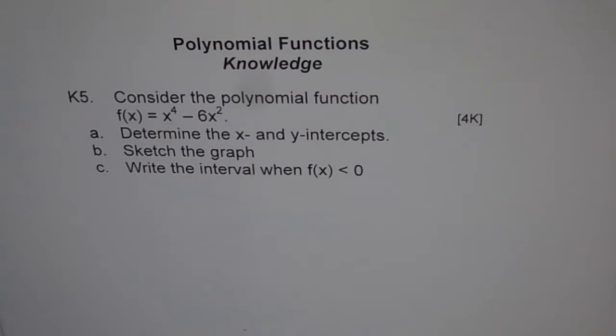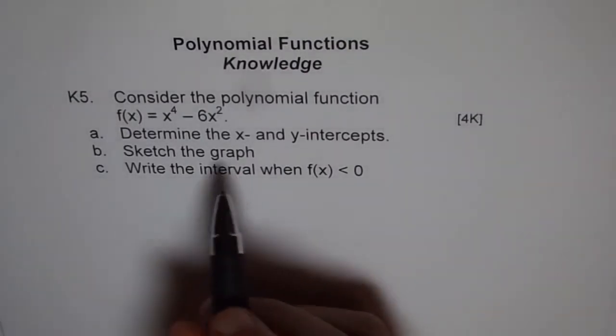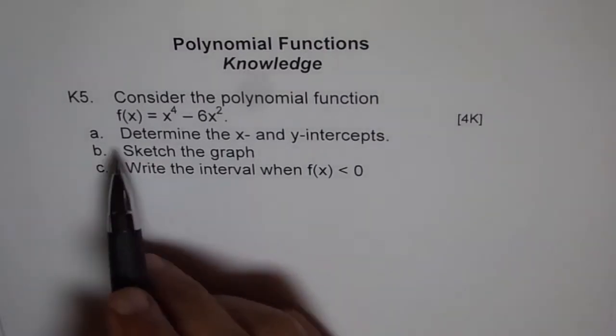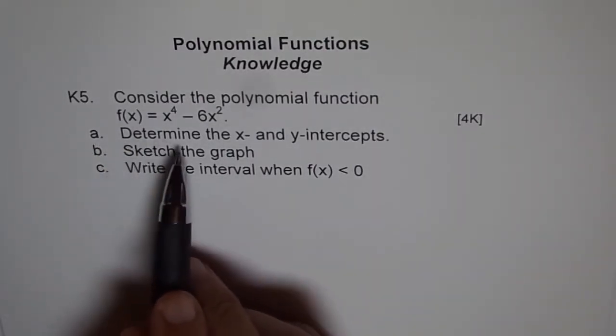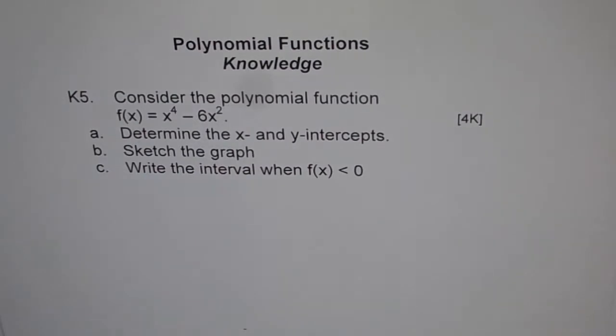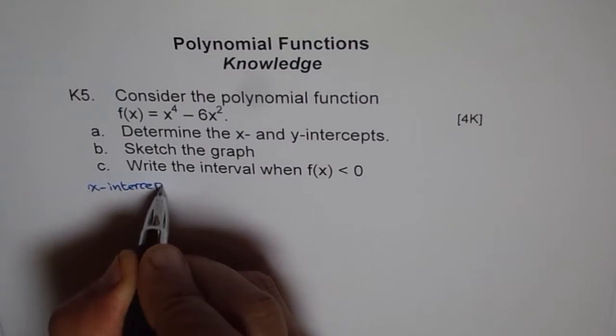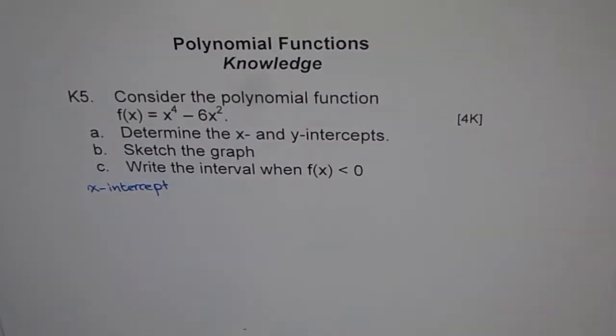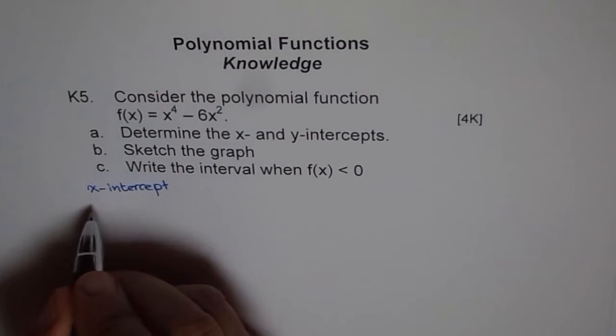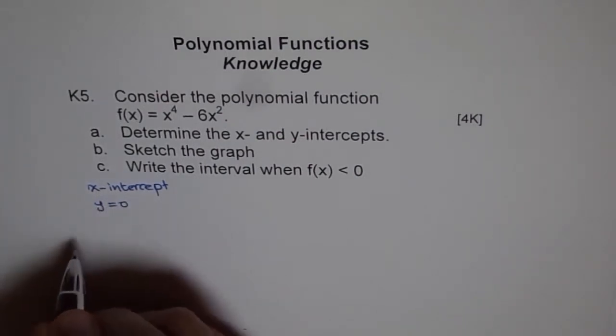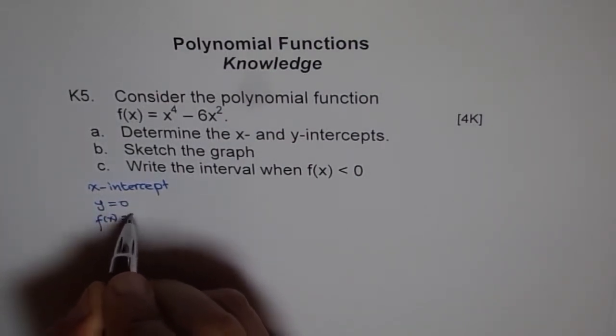Here is my solution. Whenever you are given an equation like this, to sketch a graph, we should factor it. Well, before that, let's answer question number A. Determine x and y intercept. How to find x-intercept? X-intercept means what? What is the value of y at x-intercept? Y is 0, right? So at x-intercept, y equals 0. That means f of x equals 0, correct?